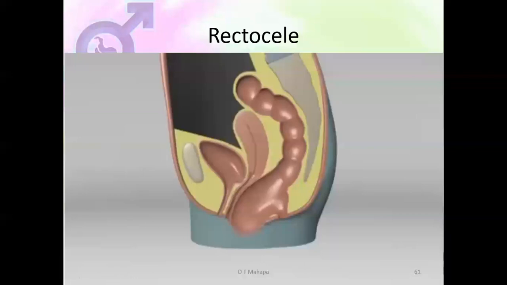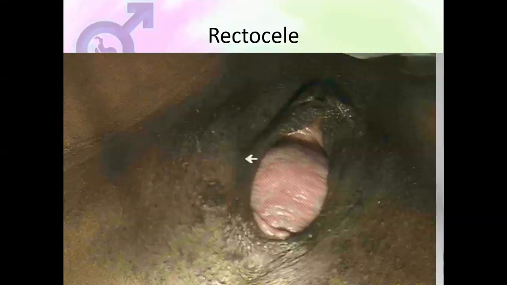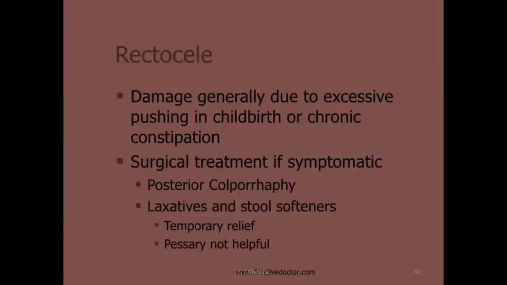This is a rectocele, but by just looking at the finger, a woman might not know. A clinician or a nurse must be able to see this and tell them that this is a rectocele, because it's dilatation of the posterior vaginal wall. And this rectocele is caused usually by excessive pushing during childbirth.